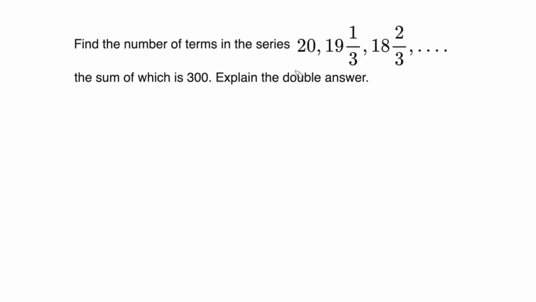Find the number of terms in the series 20, 19 1 over 3, 18 2 over 3, and so on, the sum of which is 300. Explain the double answer. Here we have a equals 20, and d is equal to 19 1 over 3, which is 58 over 3, minus the first term, which is 20.